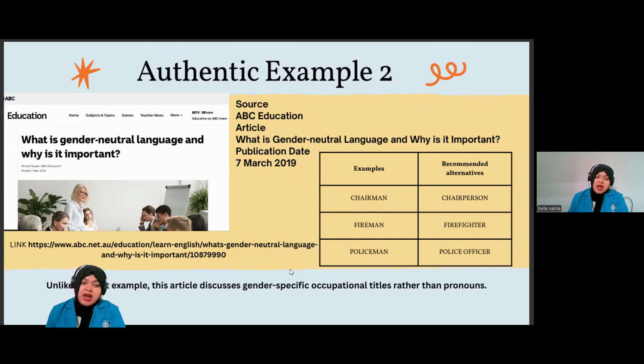Unlike the first example, this article discusses gender-specific occupational titles rather than pronouns.